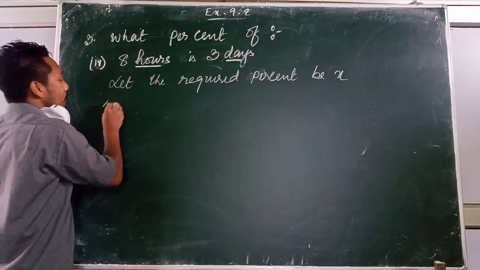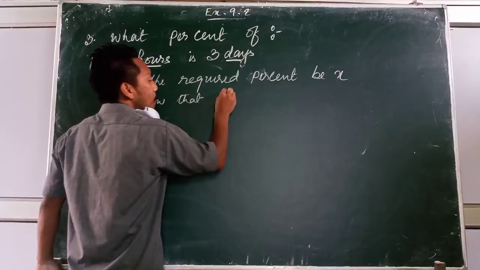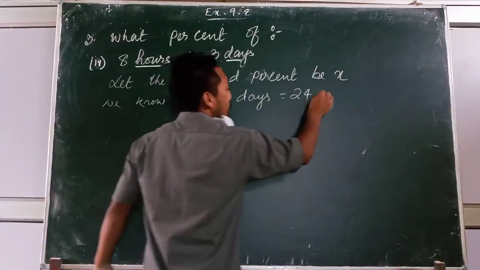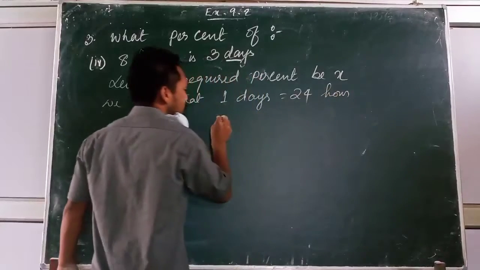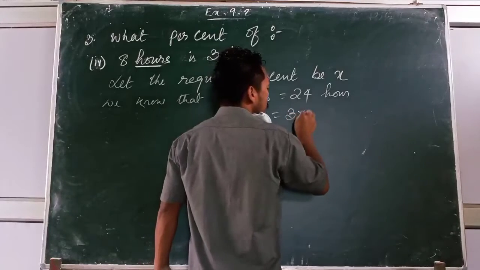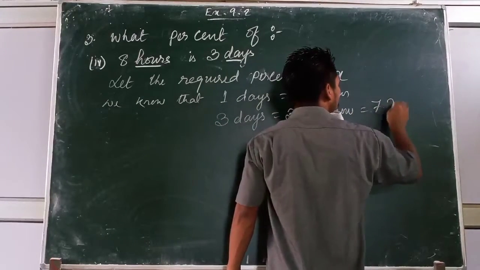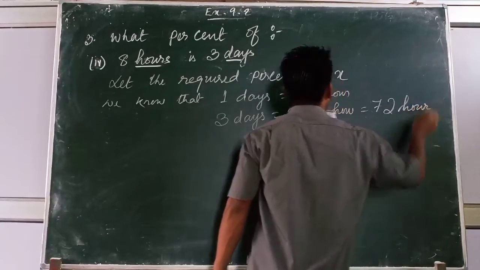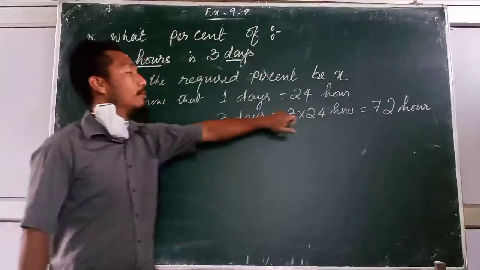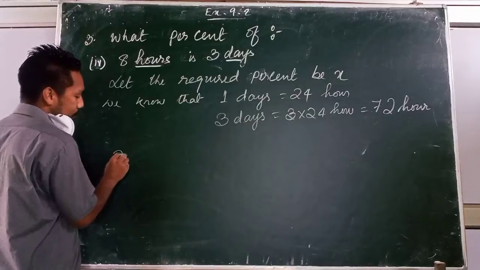Now we know that one day we have how many hours? 24 hours. Then 3 days will be how much? 3 into 24 hours. So if you multiply this one, your answer will be 72 hours. 3 days, how many hours? 72 hours. Therefore, you have to find the value of x.